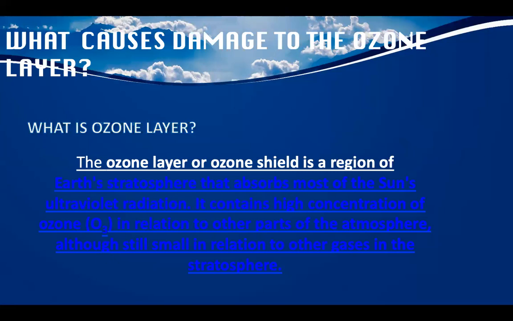The ozone layer, or ozone shield, is a region of the Earth's stratosphere that absorbs most of the sun's ultraviolet radiation. It contains a high concentration of ozone in relation to other parts of the atmosphere, although it's still small in relation to the gas in the stratosphere.